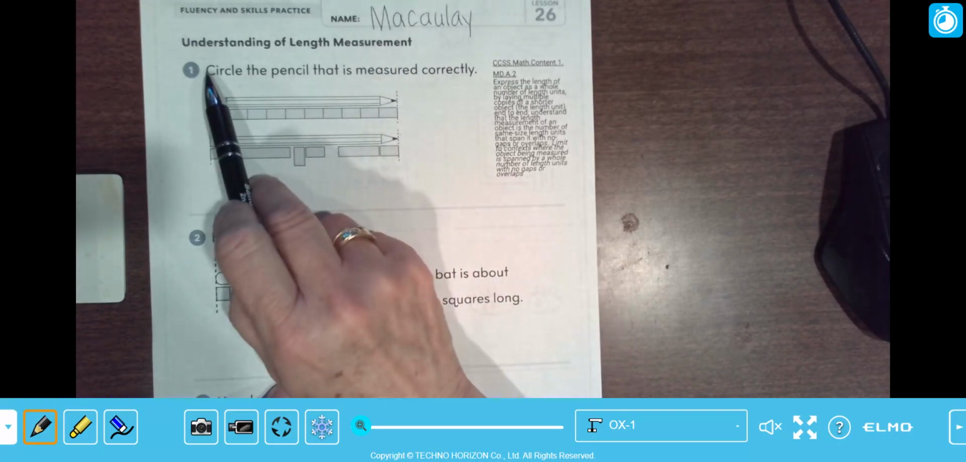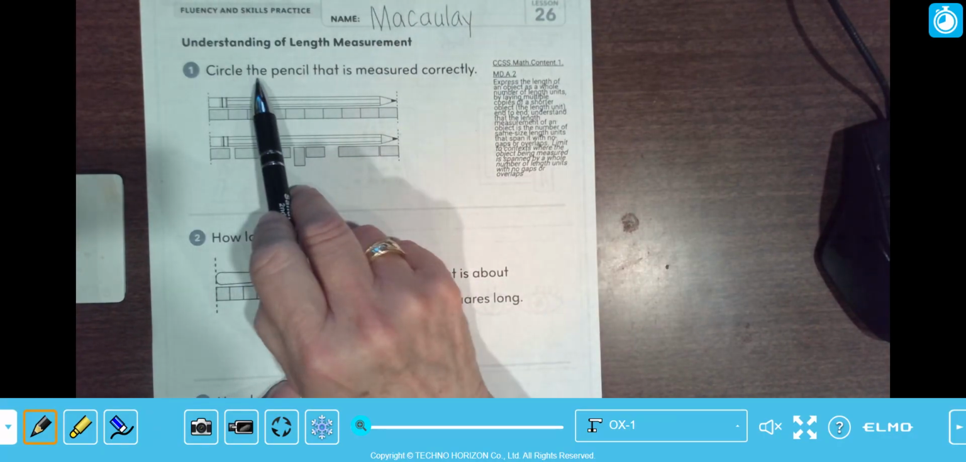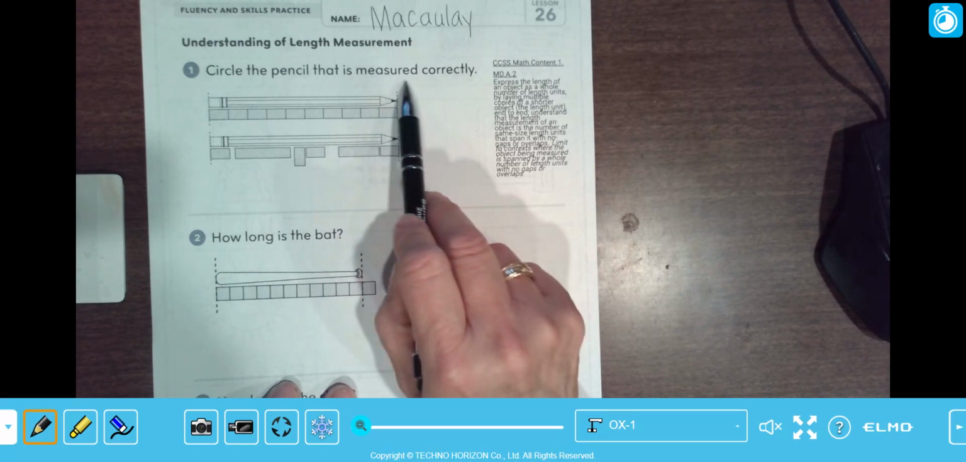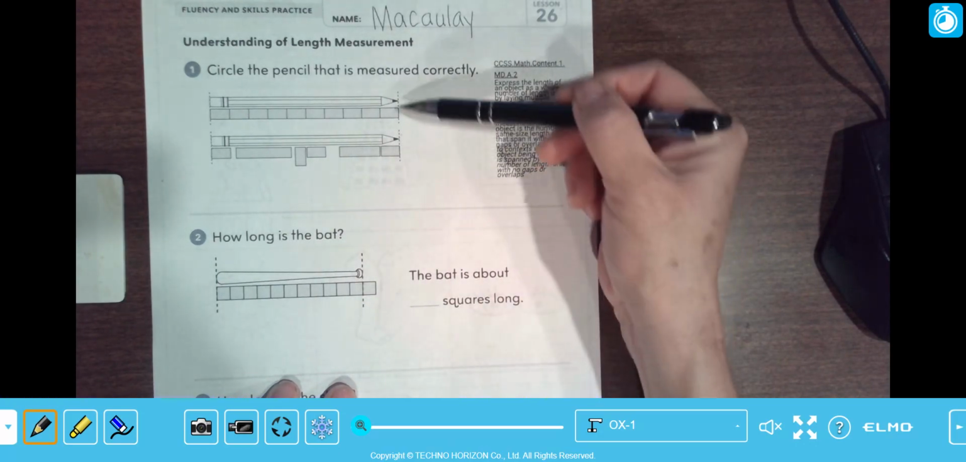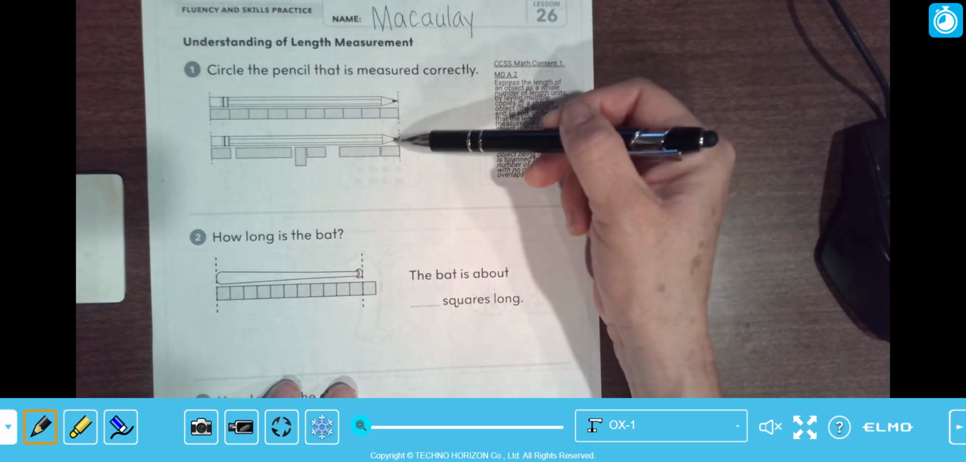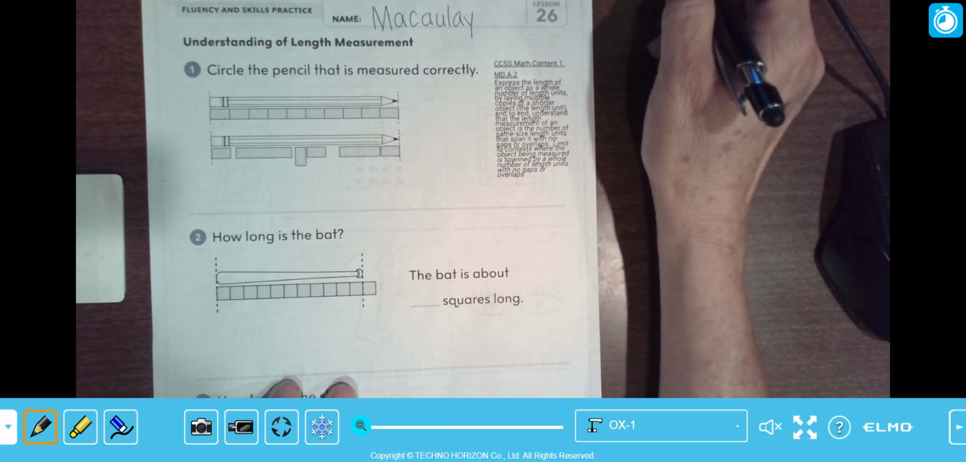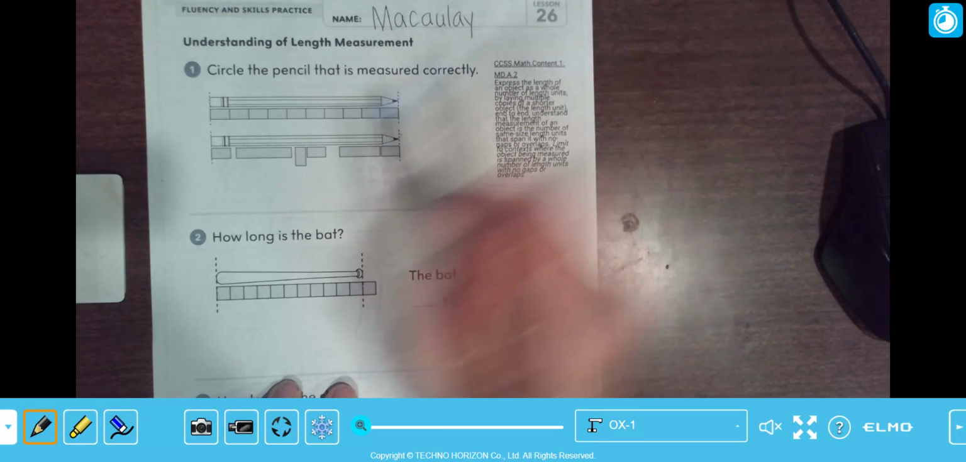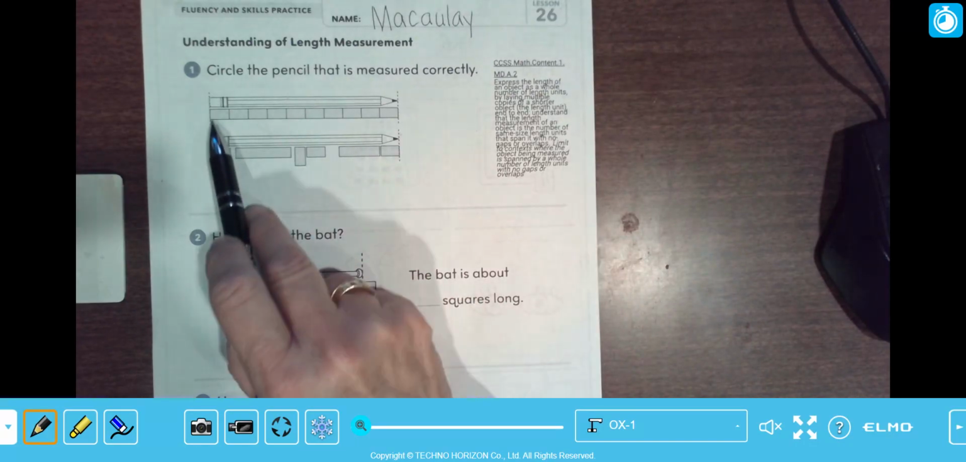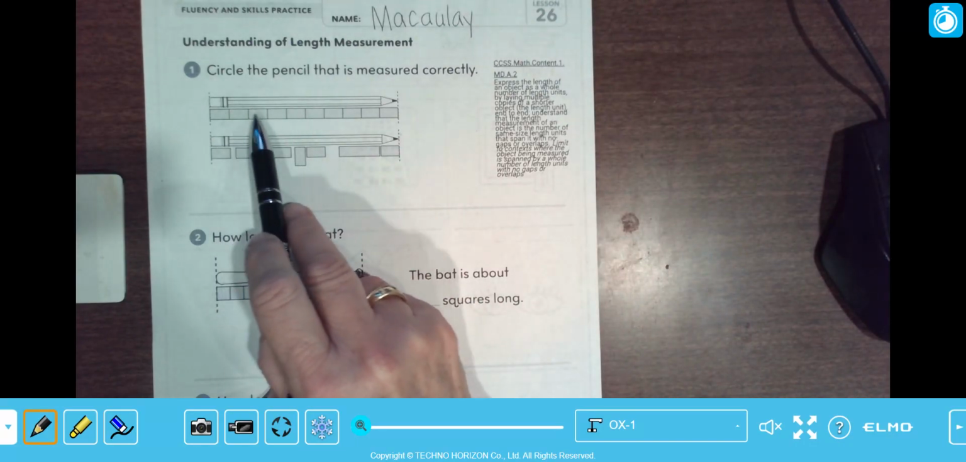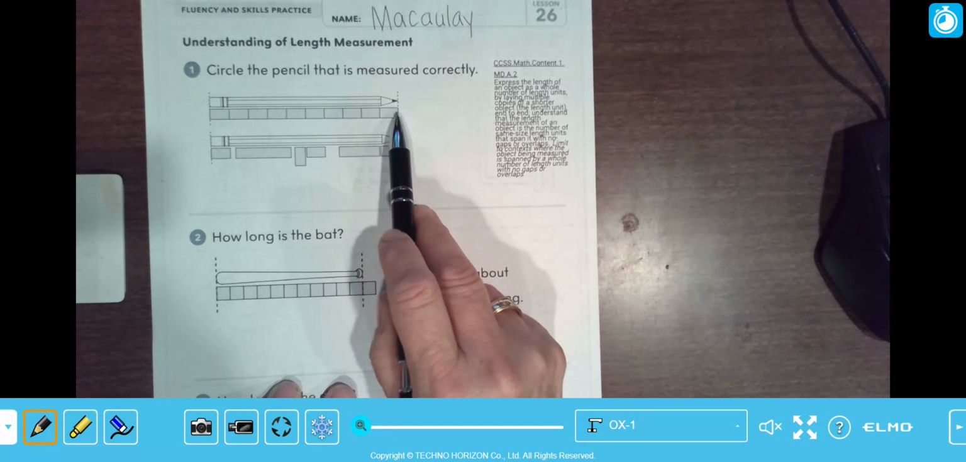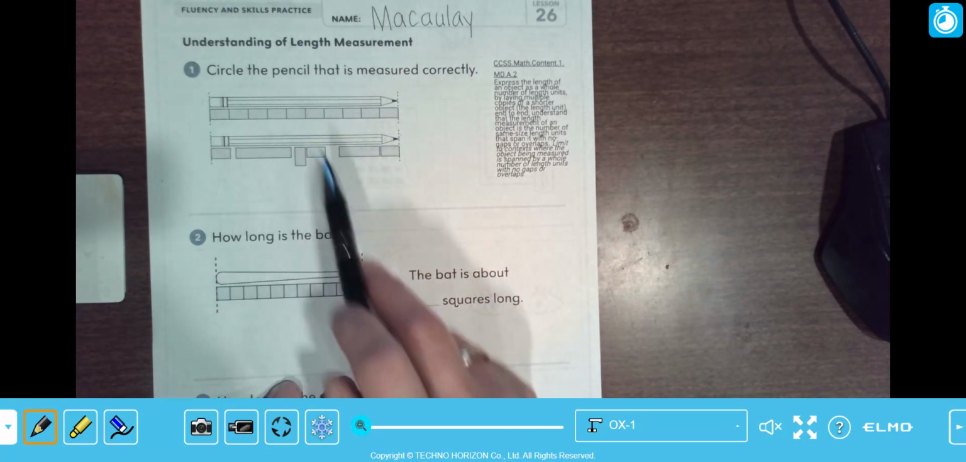So if we look at this, it says here, circle the pencil that is measured correctly. So which one of these two do you think is measured correctly? Yeah, it's this one because we start at the beginning and we have units all the way close together until the end. We stop at the end and there's no spaces in between.